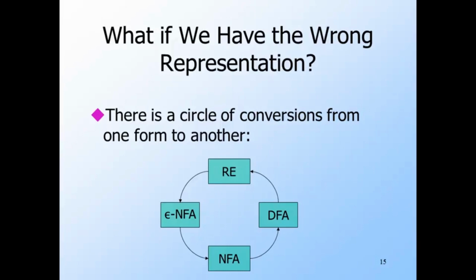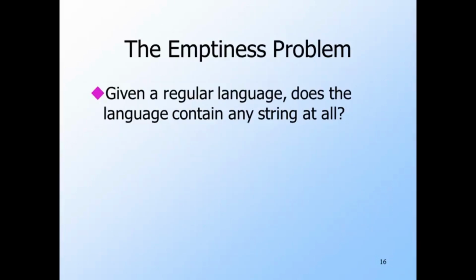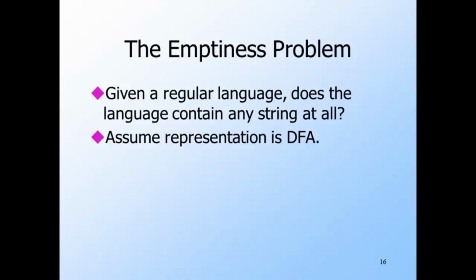Generally, proofs of closure or decision properties require either a DFA or a regular expression, by the way. The emptiness problem is, given a representation for a regular language, does its language contain any string at all? We're going to assume the language is represented by a DFA. Obviously, if it's given by some other representation, then convert it to a DFA.